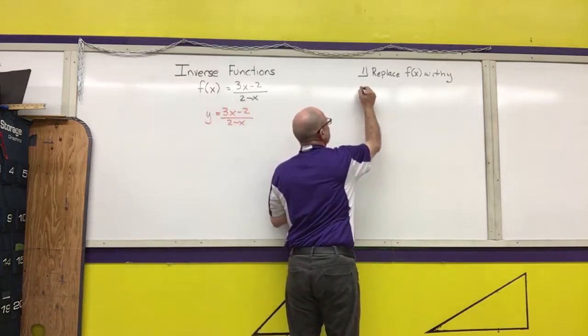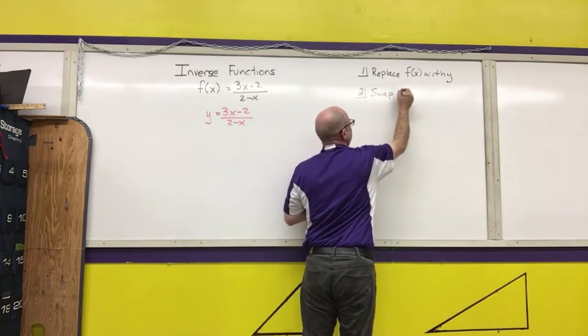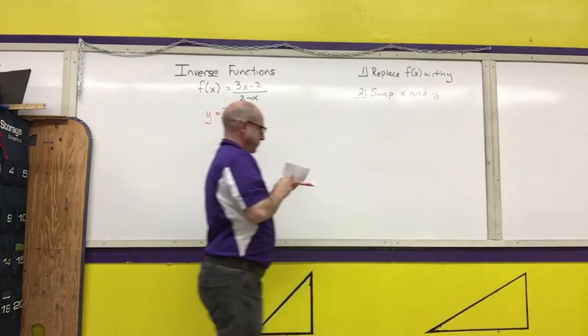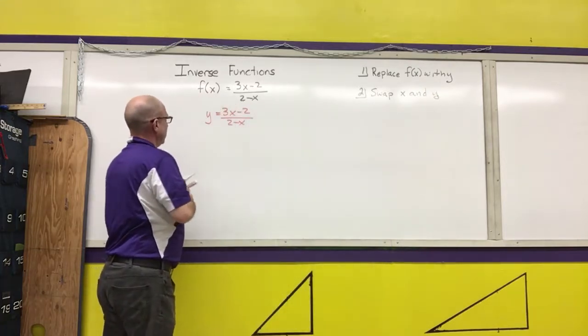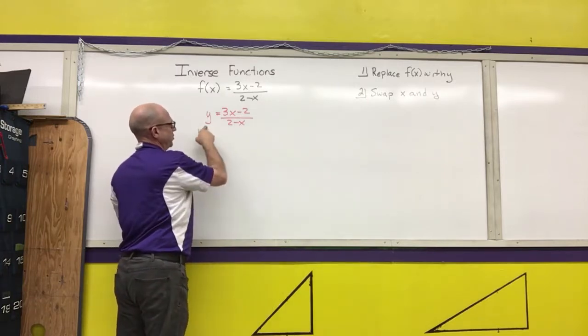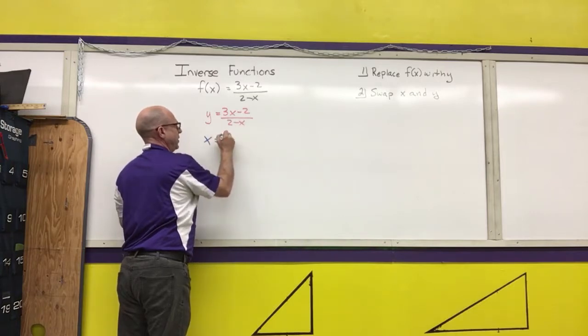Step two is to swap x and y. I'm just going to swap x and y. So everywhere there's a y, I replace it with an x. Everywhere there's an x, I replace it with a y.